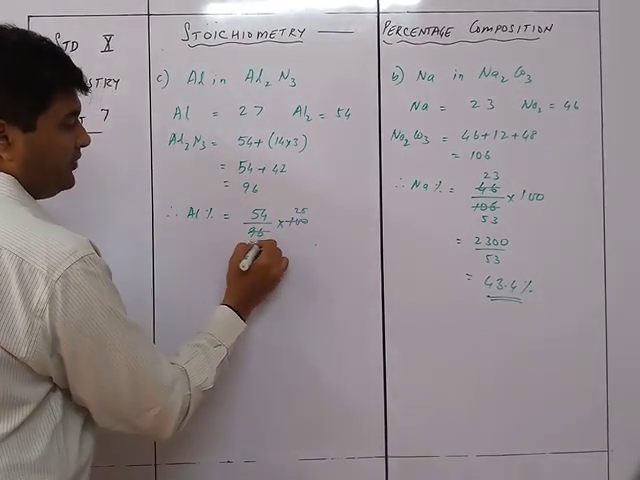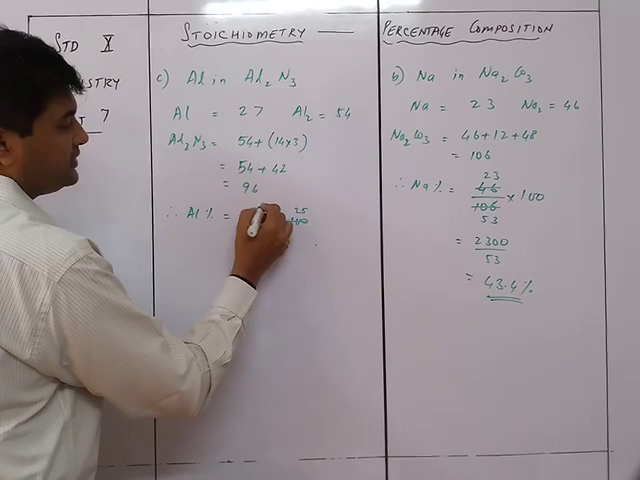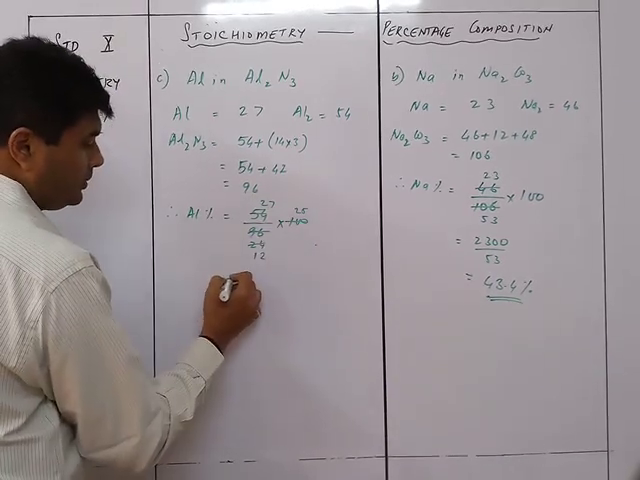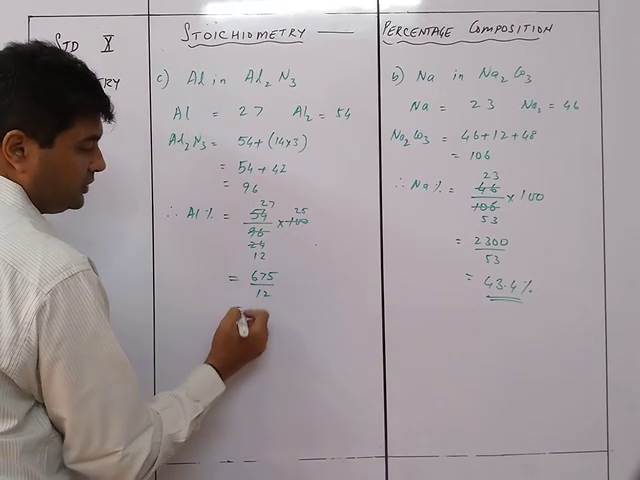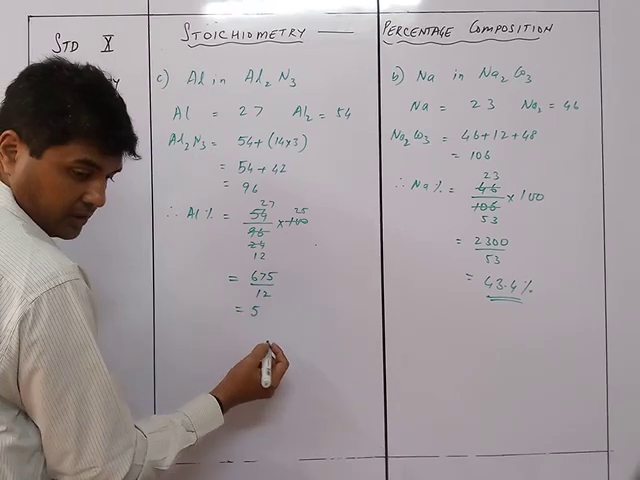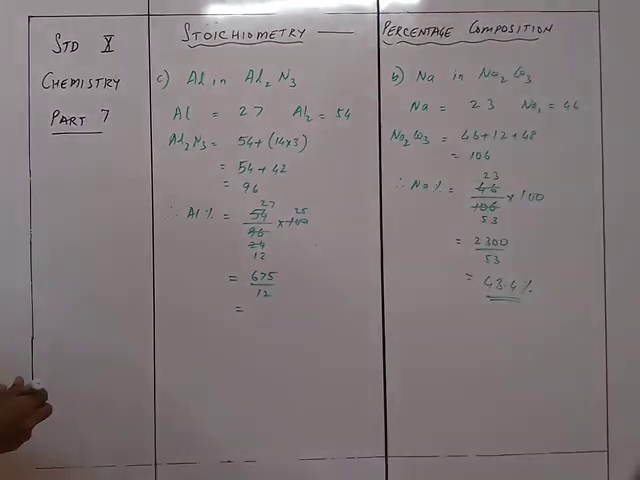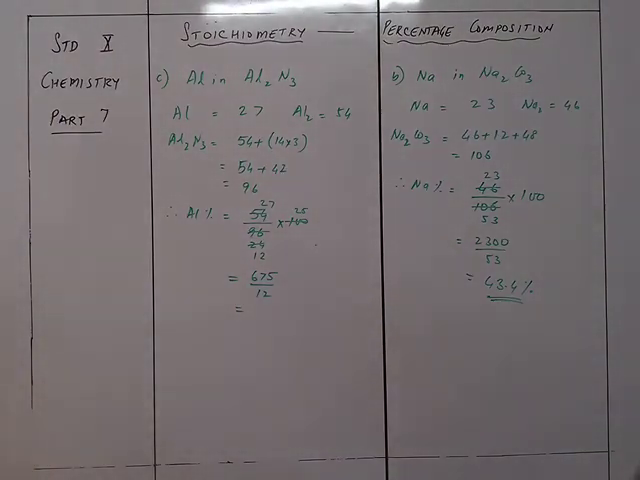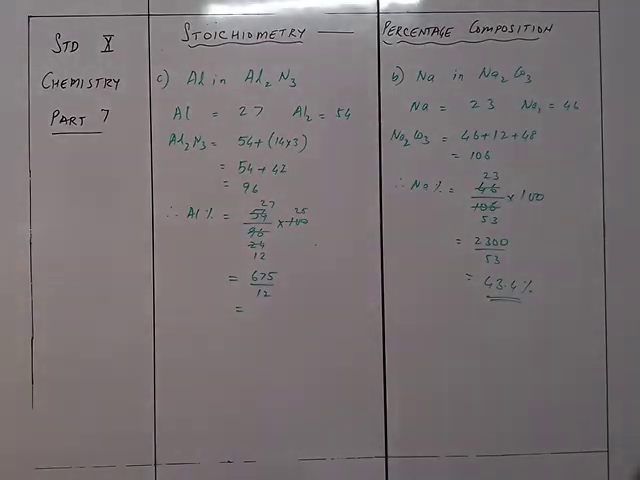So this is 12, and this is 27. So this gives you 675 upon 12. So that will be 50. No, I have made some mistake. That will be equal to 56.25. One sec. Okay, I think I tried.